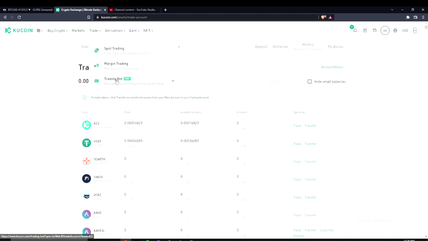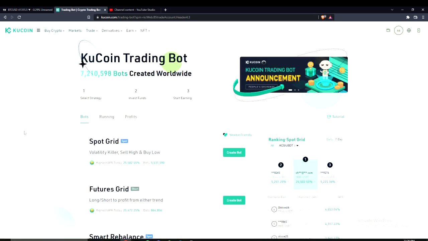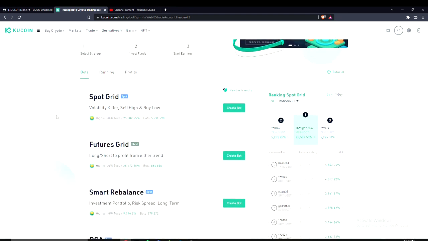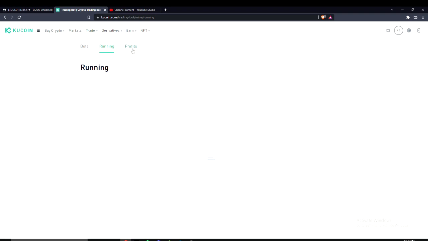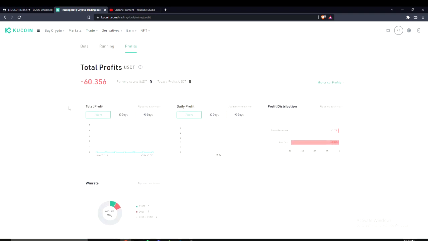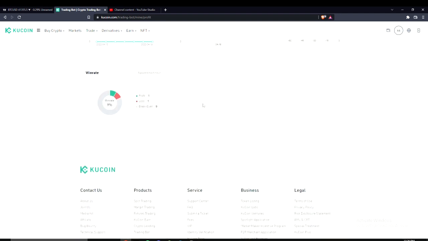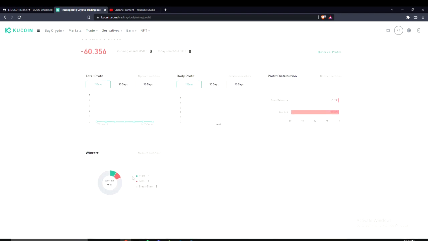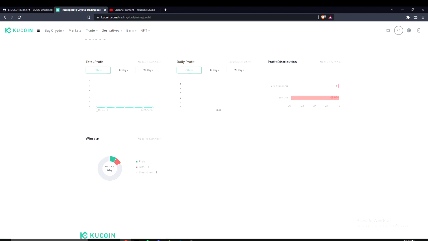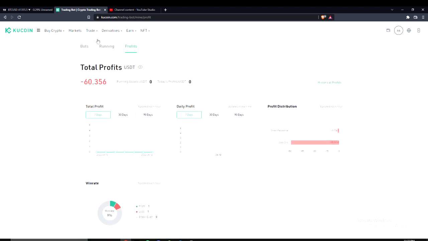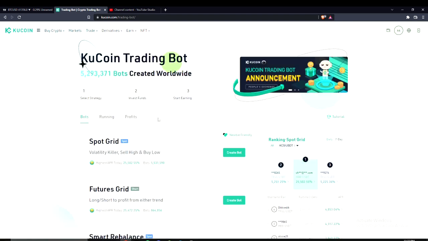So all right, now let's go to trading bot without further ado. All right, so here we go for bots. Like I said, I don't currently have any running. As far as the bots, I did have -60. The reason for that is because I got into a new cryptocurrency and then it just kept dropping. So eventually I did cut my losses, and that is why that happened. I have since made that money back from margin trading anyway.